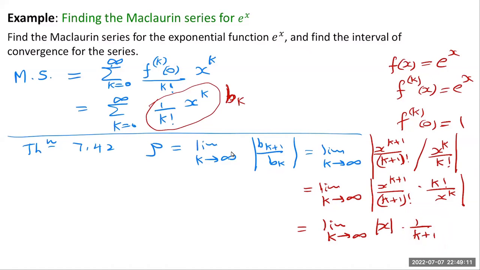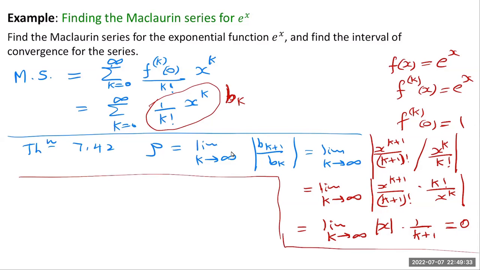Now, if you take the limit as k approaches infinity, this is clearly 0 for all x, no matter what the value of x. This is going to be 0 as k approaches infinity. As a result, this product is 0. So what does that tell you? That means the rho value is 0. Rho equal to 0 means it's less than 1 by theorem 7.42.